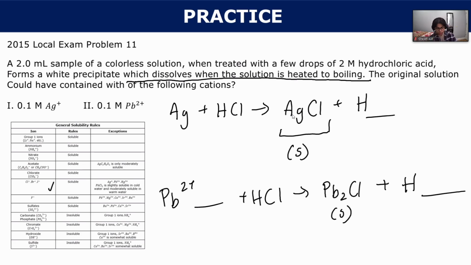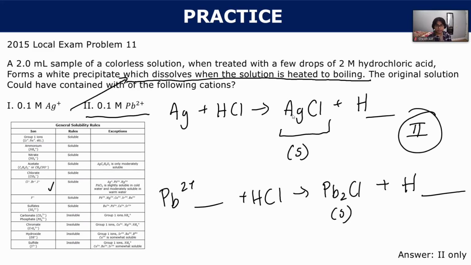Ag is a normal precipitate. It's going to stay solid whether or not you heat it up much or not. But Pb here is only slightly soluble in cold water, but it is moderately soluble in warm water. So if you were to increase the solution to boiling, then the Pb would eventually dissolve. And that is why the only right answer is 2. Because 1 does not satisfy this part of the question. Only the lead will satisfy that part of the question, and therefore the only right answer is 2. And that is our answer.